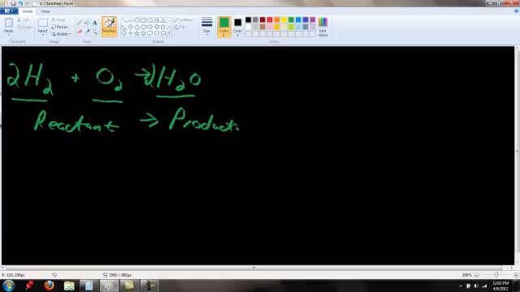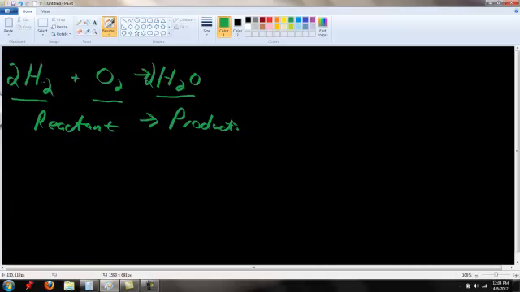We could be reacting some metals with some other type of liquid to create a gas. Whatever the reaction is, doesn't matter. Whatever's on the left side is always the reactant, what's going into the reaction, and whatever's coming out the right side is always the products. It's what's being produced.